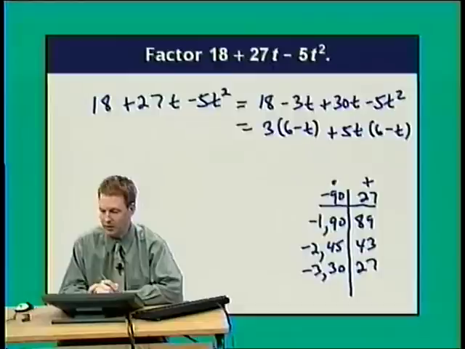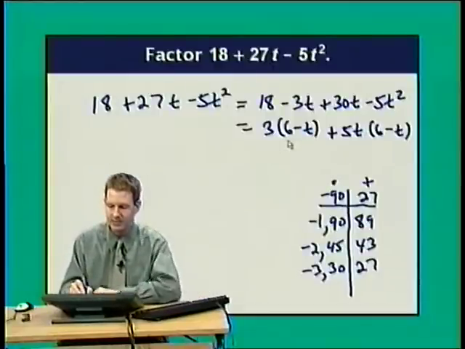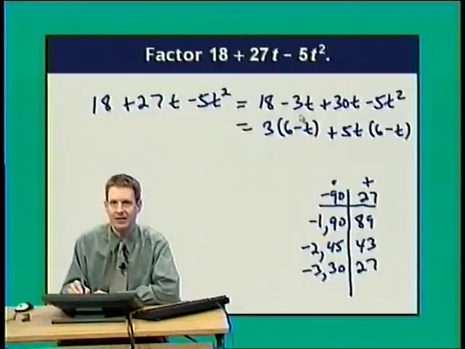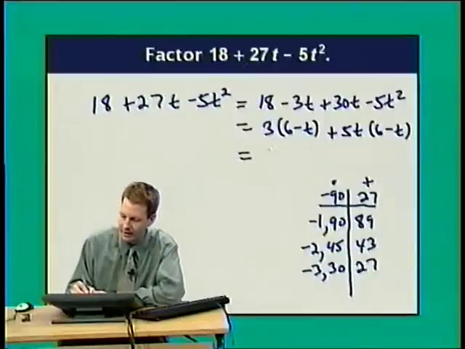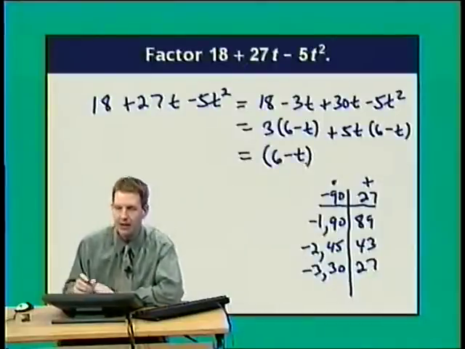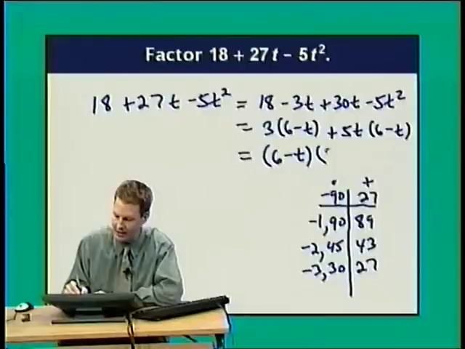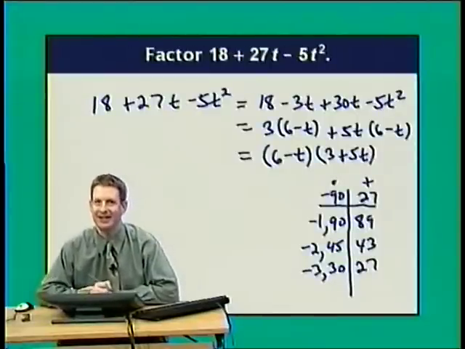Let's make sure we're good to go. 3 times 6 is 18. 3 times minus t is minus 3t. 5t times 6 is plus 30t. 5t times minus t is minus 5t squared. We're good to move forward. Let's factor out 6 minus t. When we do that, we leave behind 3 plus 5t, and make sure you check to see that this is correct.